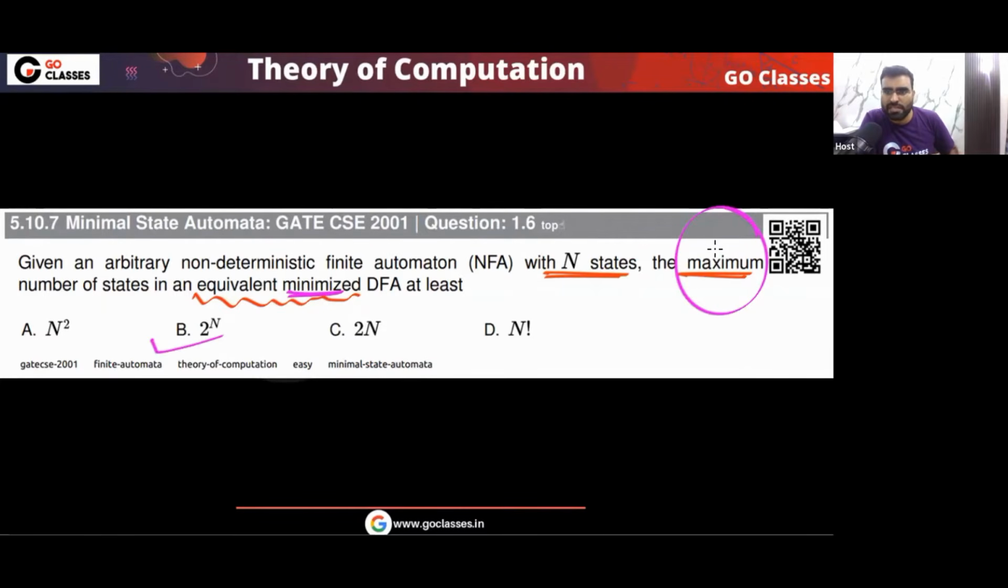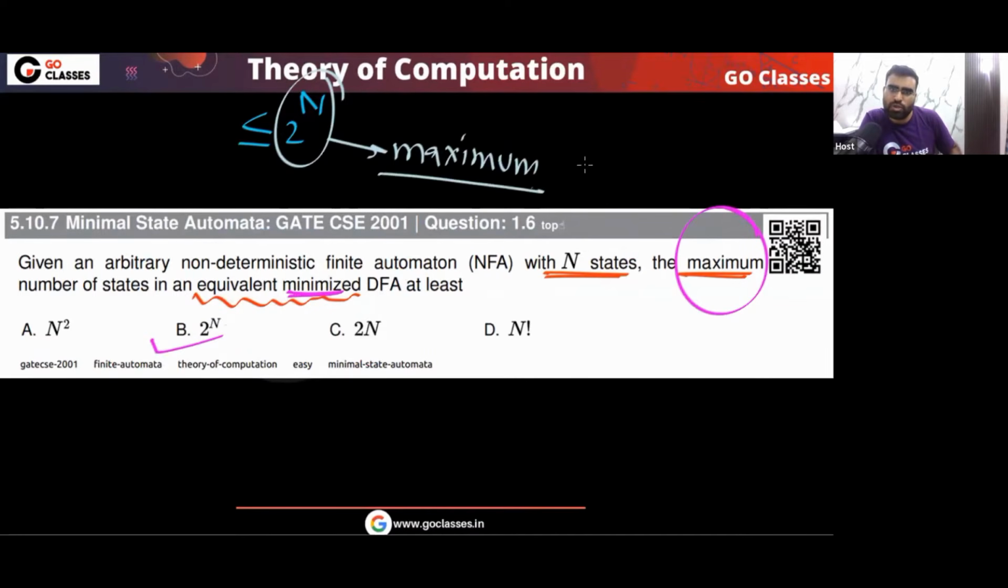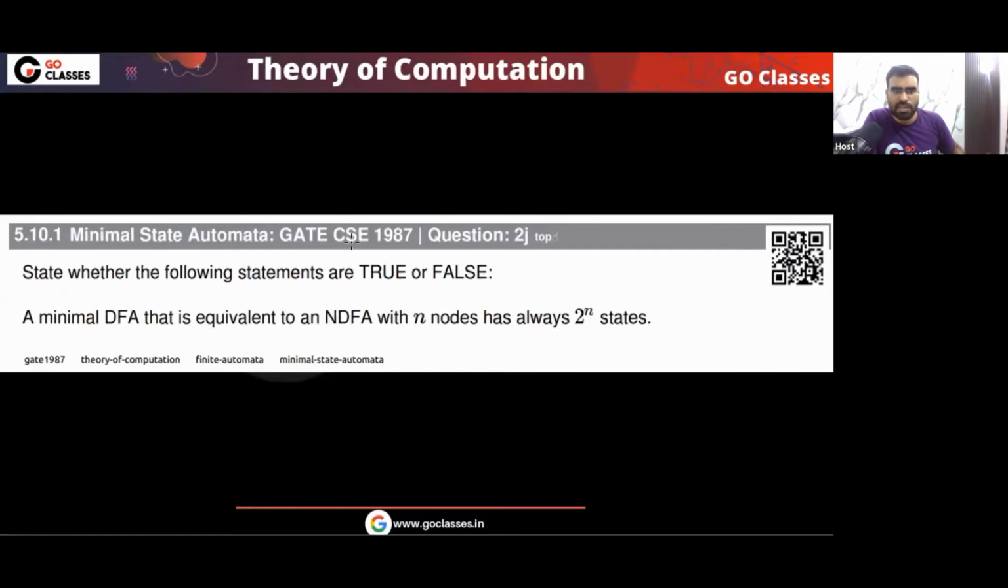Yes or no? Maximum 2 power n states can be there, remember, because you already know that in the equivalent minimal DFA, the number of states will be less than or equal to 2 power n. So this is the maximum possible. The question is asking about maximum, so here the answer will be option B. Okay, let's move on. Tell me the answer for this question.